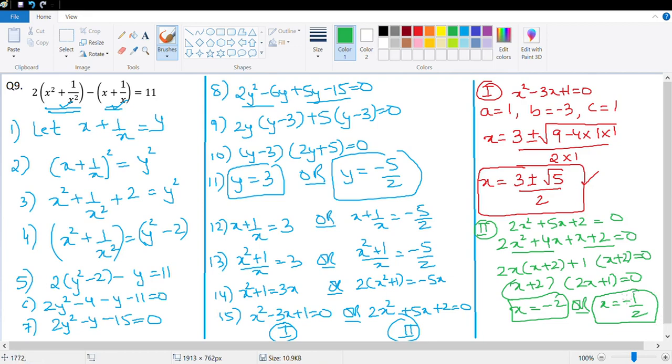So we have four values of x: −2, −1/2, (3 + √5)/2, or (3 − √5)/2. Interesting question, and in fact very long. So you could put a small star on this question. Good, let's look at the next one.